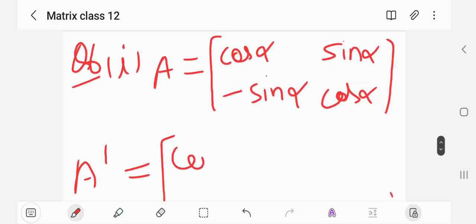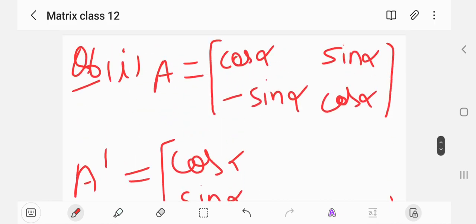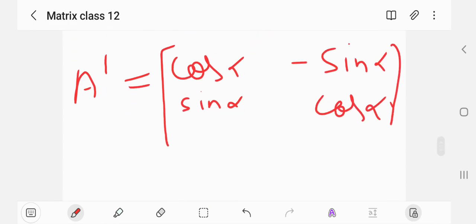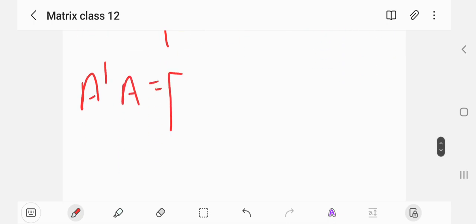what will I get? I get cos alpha, sin alpha, minus sin alpha and cos alpha, right? Now multiply A transpose with A. What will we get?